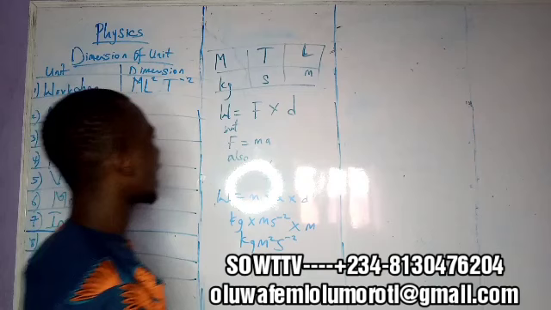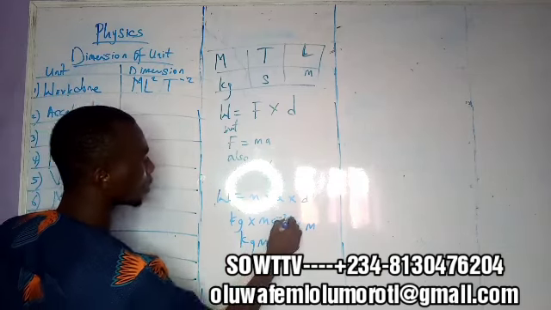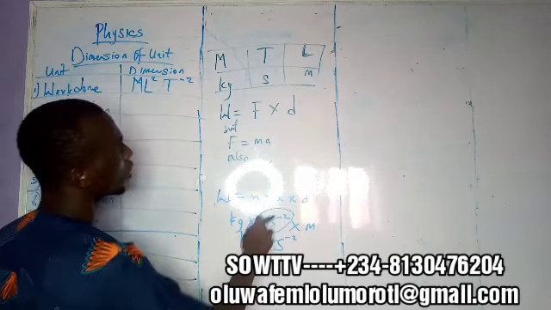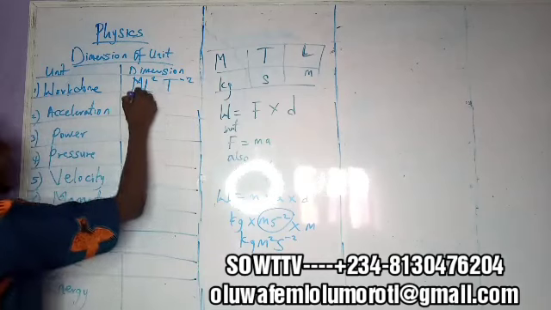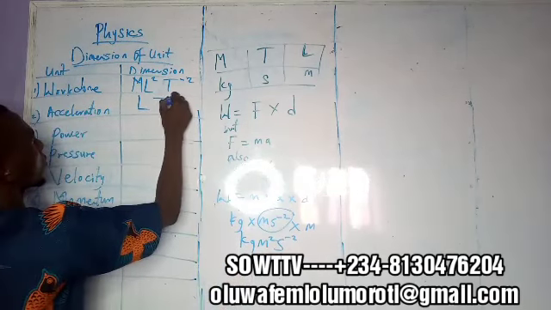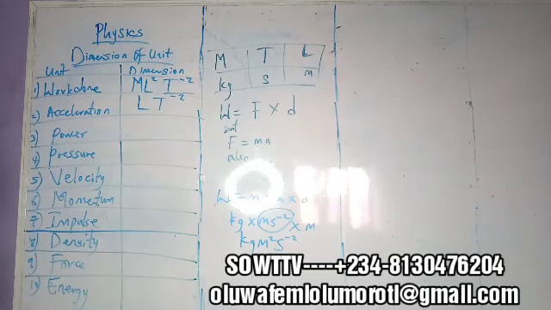Another one we have here is acceleration. Without wasting much of our time, you should know that acceleration is meter per second square. Meter is L, and per second square is T^-2. This is the dimension of acceleration: LT^-2.